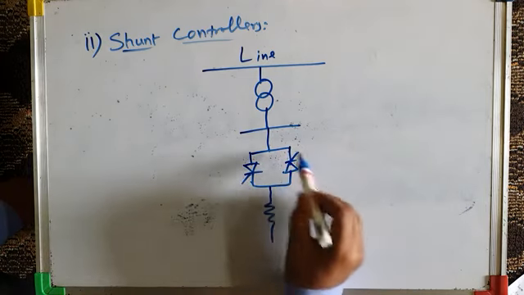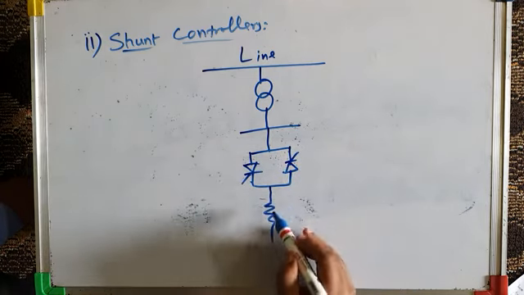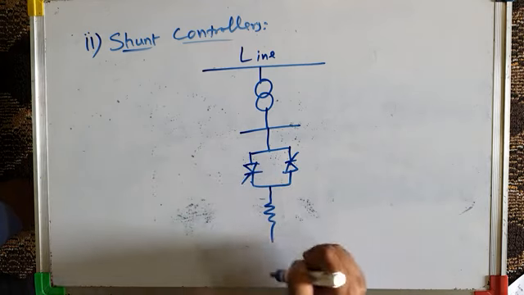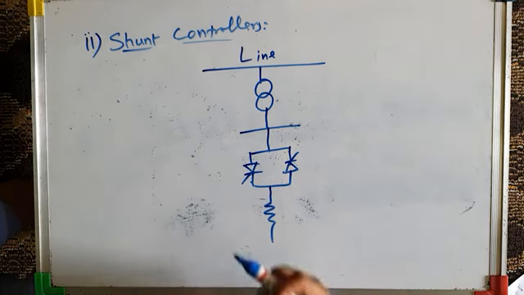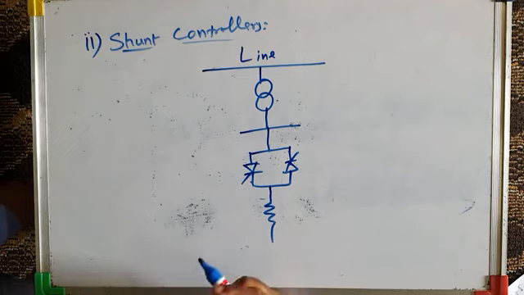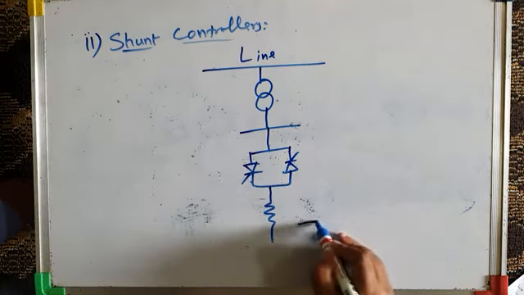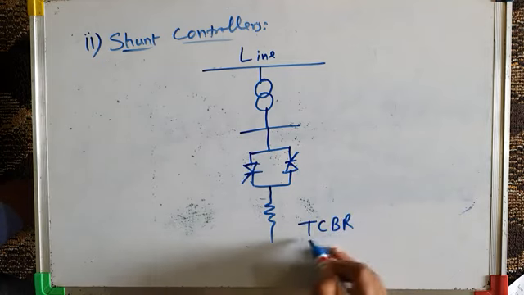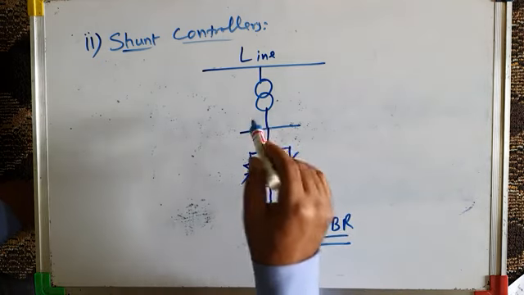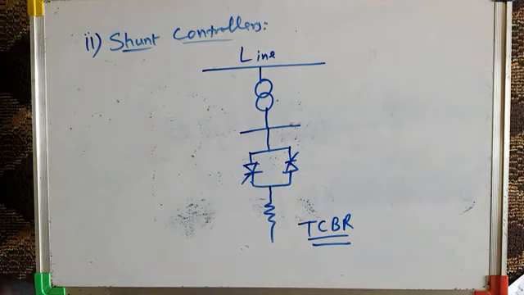And by delay angle control of this switch, this R can be made a variable resistor, and then it can absorb any amount of power from the system and make the system more stable. We'll study about this. This is called Thyristor controlled braking resistor, TCBR. We'll study more about this TCBR in future lectures. So these are various types of shunt FACTS controllers.